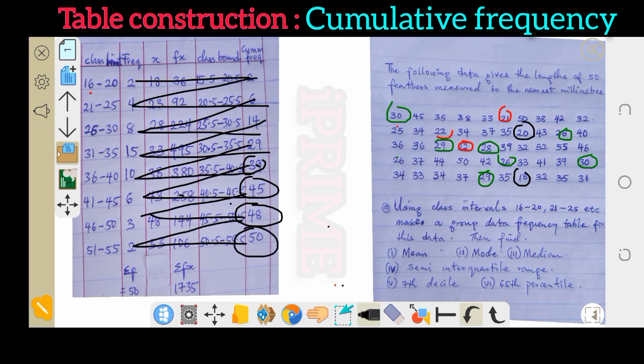I'm sure you understand what I'm trying to say now. That's what we call the cumulative frequency. What you got here, you add it to this one, you get the next one. So that's how we have gone about it.